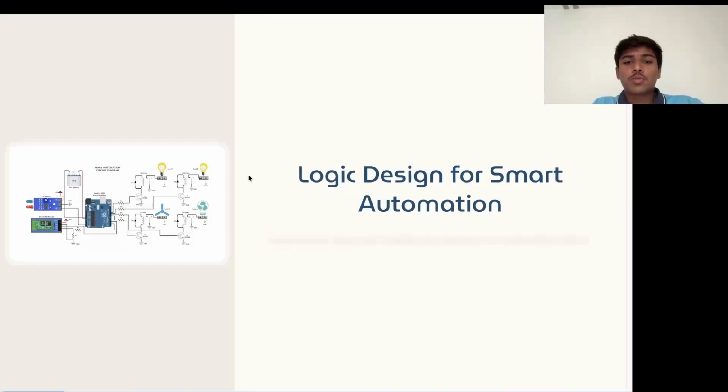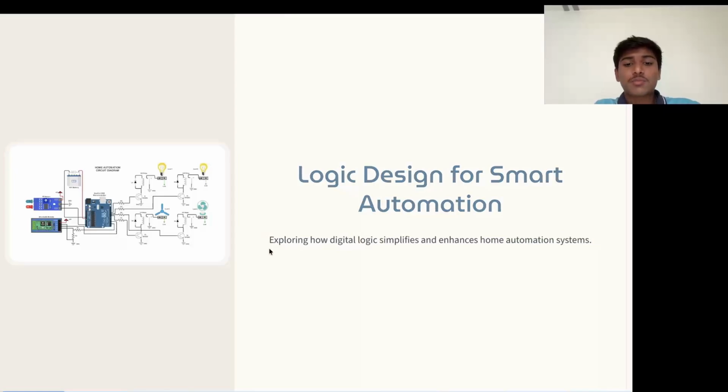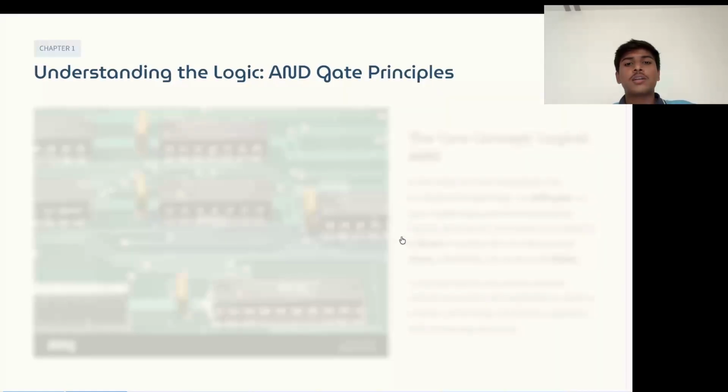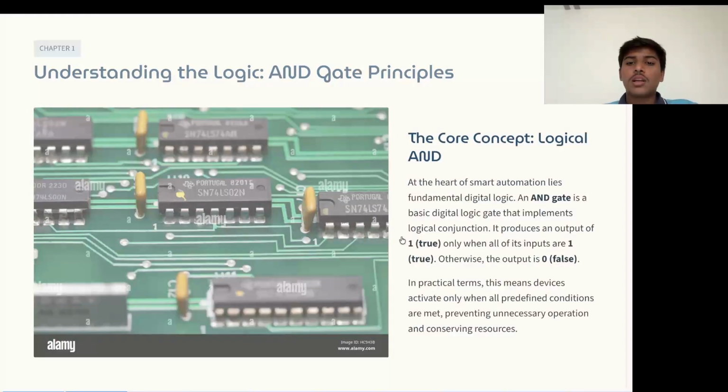So now we are going to present the logic design for smart automation, exploring how digital logic simplifies and enhances home automation systems. Our Chapter 1 is understanding the logic AND gate principles. The core concept: logical AND.